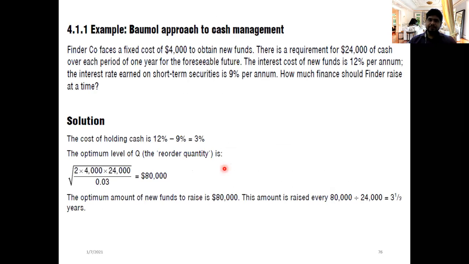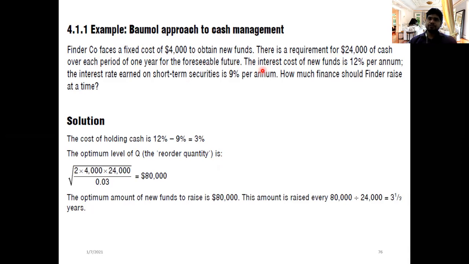This is an example. The company faces a fixed cost of $400 to obtain new funds. So the transaction cost per transaction is $400, not $4,000. There is a requirement for 24,000 of cash over each period of 1 year, right? The cash requirement for the year is 24,000, and it lasts for the foreseeable future.